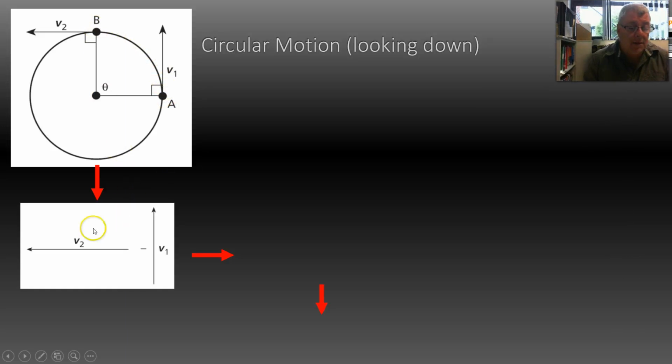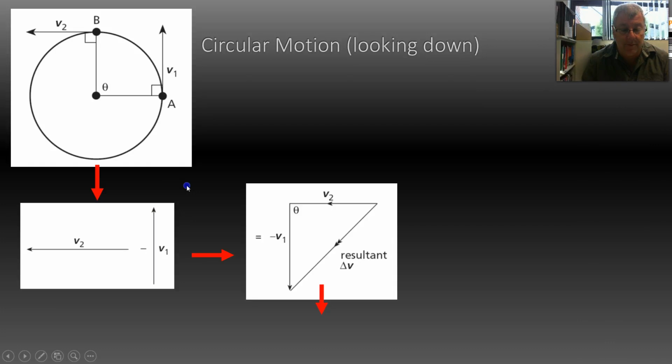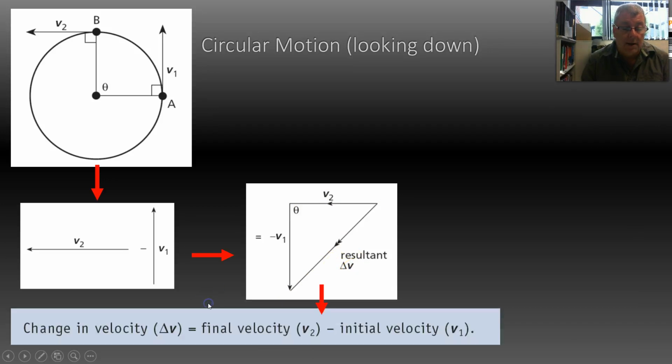Now if we wanted to find the change in velocity, we would do V2 minus V1, and notice the direction of V1. Of course, because we're subtracting vectors, we actually need to add the negative of that vector, and therefore V1 becomes minus V1, and we end up with this resultant triangle joining them head to tail. This would be delta V, the change in velocity, and we get that from this equation here. Now let's do some drawing.